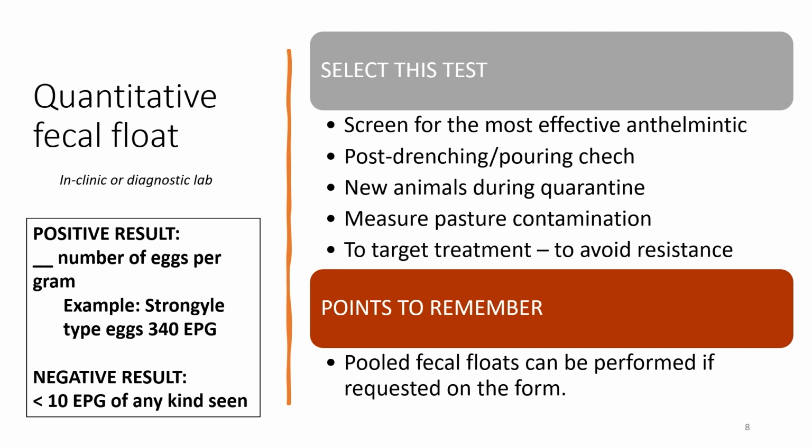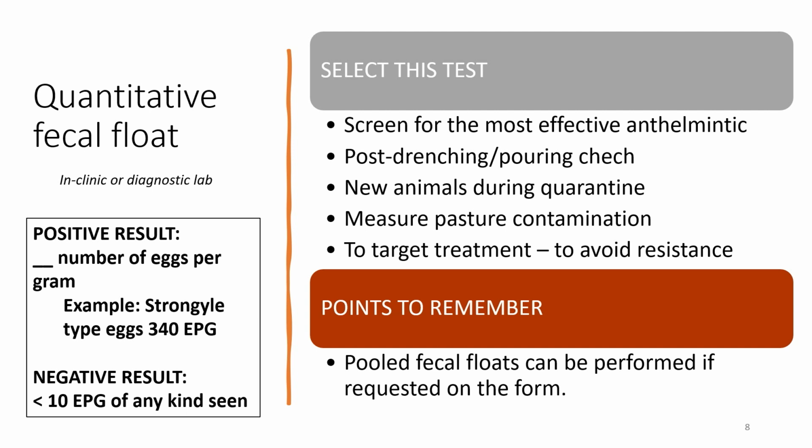You can select this test if you want to screen for the efficacy of an anthelmintic or dewormer. So say you've been drenching cattle with a specific dewormer, or you've been using a pour-on, and you want to know if that works. You can select this test before treatment and then after treatment, which is known as a fecal egg count reduction test. Otherwise, you can just do a post-drench count, and that will help you determine if your treatment actually worked.